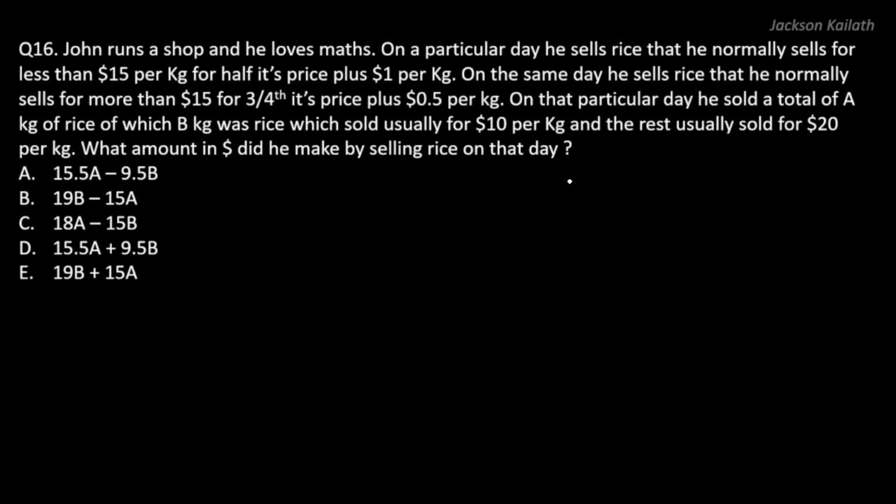Now over here it's mentioned that there are two types of rice, right? So there is one rice which usually sold for $10 per kilogram, and there is one type of rice which usually sold for $20 per kilogram. And it's also mentioned that he sold a total of A kilogram of rice, of which B kilogram was rice which sold usually for $10 per kilogram. So this type of rice he sold B kilograms. So let's just write that over here. And because the total amount of rice sold was A kilogram, he would have sold A minus B kilogram of rice of the type which costs $20 per kilogram.